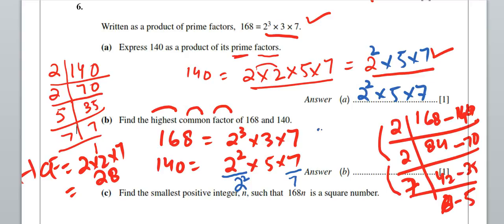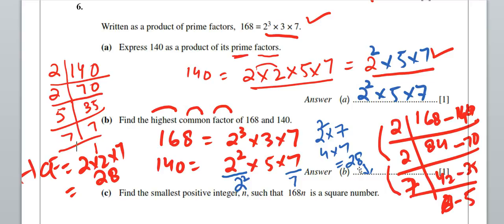So you can say again that our highest common factor will be 2 raised to the power 2 multiplied by 7, and that will be 4 multiplied by 7, and that will be 28. So 28 will be the right answer for the HCF of 168 and 140.